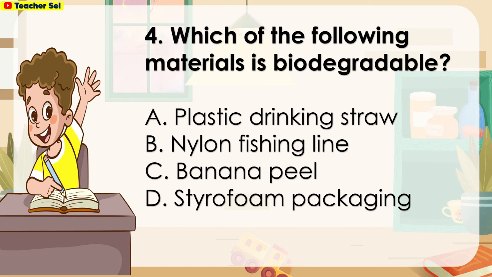Which of the following materials is biodegradable? Plastic drinking straw, nylon fishing line, banana peel, or styrofoam packaging? You're right, it's letter C, banana peel.